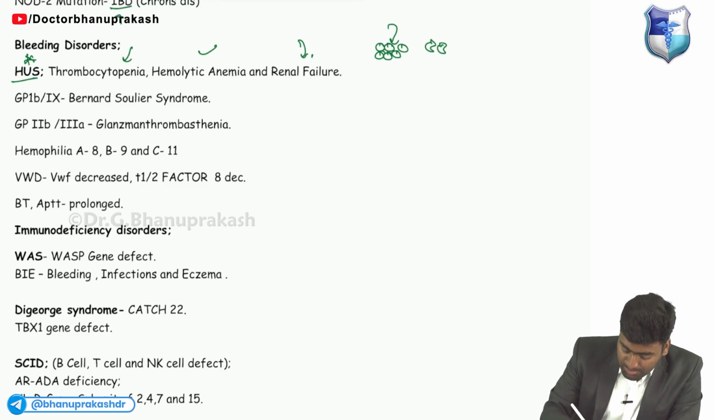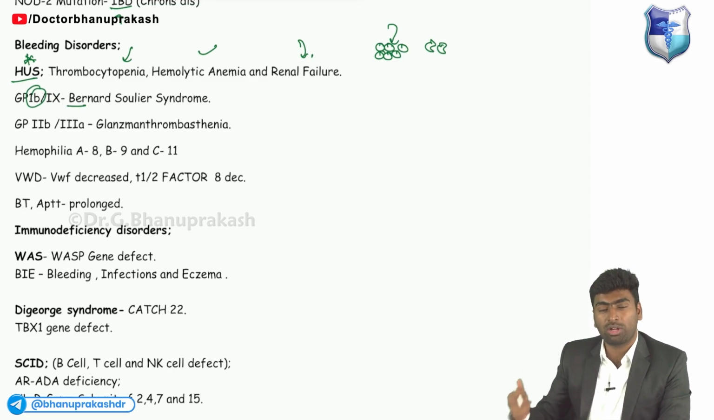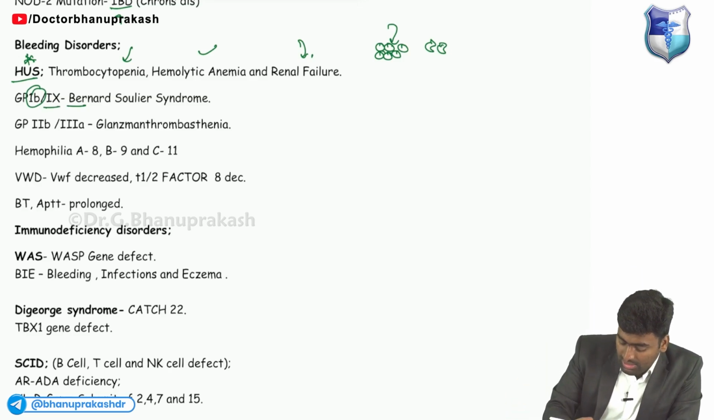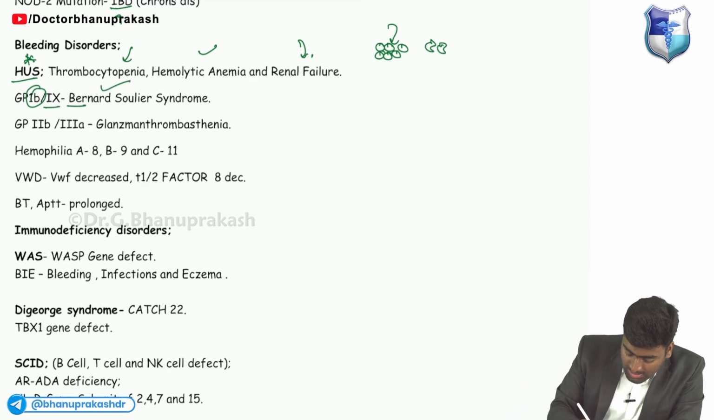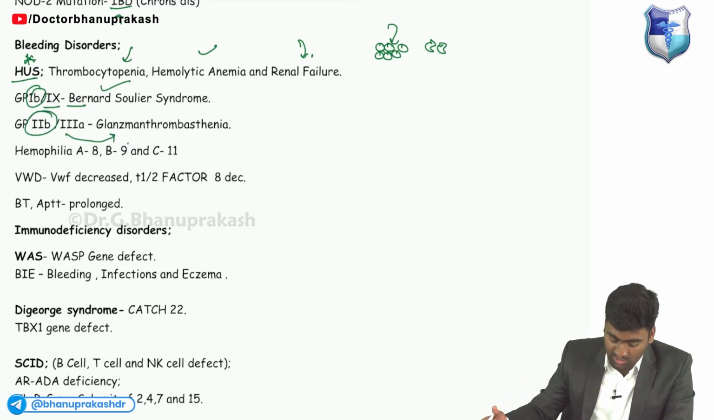Okay. And Bernard-Soulier syndrome, remember it is GP1B. Bernard-Soulier syndrome comes first, so GP1B is the Bernard-Soulier syndrome, whereas GP2B 3A is the Glanzmann thrombasthenia.